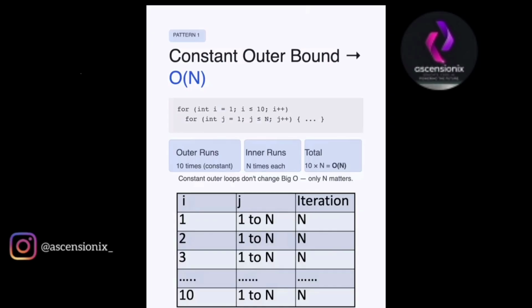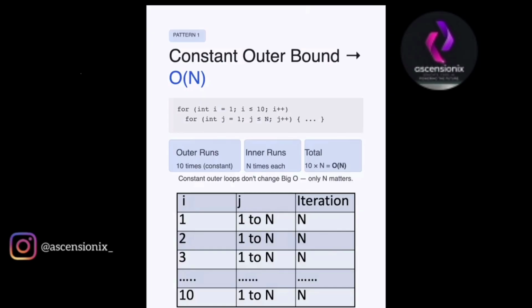So let's construct a table on the board. We will create three columns: i, j, and the number of iterations. i is the outer loop and j is the range of the inner loop. Iteration means the number of times it will run. So i goes from 1 to 10 and j goes from 1 to n. Correct. So let's analyze our table.